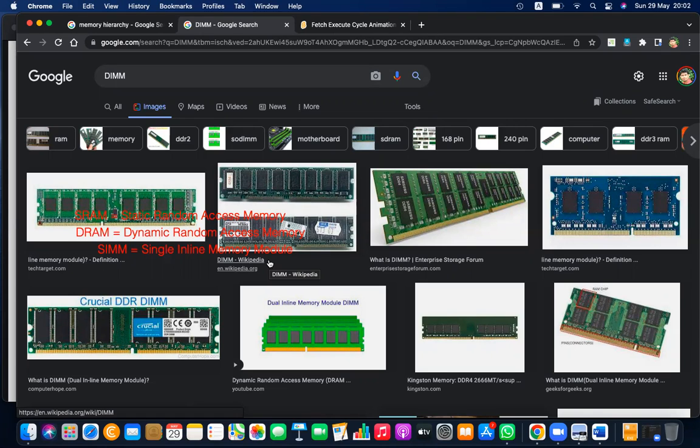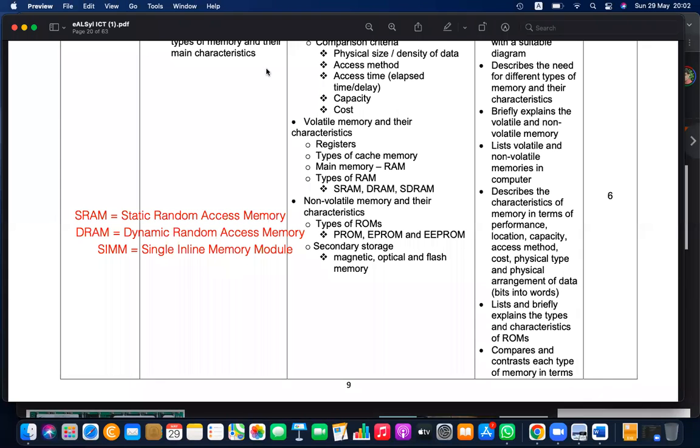Pins වැඩි වෙද්දී transaction faster. දෙපැත්තම pins තියෙනවා. ඒ පැත්තෙත් තියෙනවා. If you rotate, the other side also has pins. So then it will be faster when transmitting data and information. That is DIMM, the second category of DRAM available, the dual inline memory module.